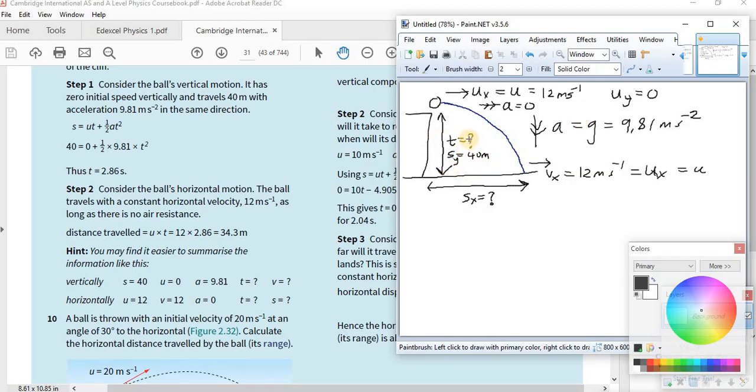If we use V squared equals U squared plus 2AS in the vertical direction, taking downwards as positive, we know UY is 0. VY is what we need to find here. Then 2 into A, that is 9.81, and S is 40. Using that you can find the final component of velocity in the vertical direction.